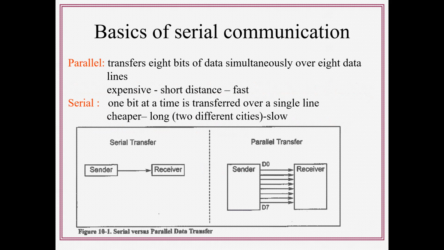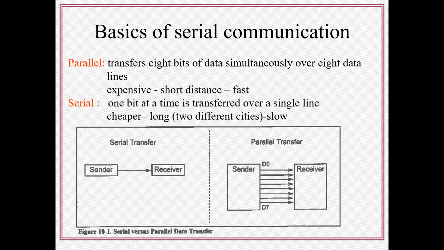First one is the basics of serial communication. Besides serial transmission, there is one more communication called parallel transmission. First, we will cover the difference between parallel communication and serial communication. Parallel communication transfers 8 bits of data simultaneously over 8 data lines. That indicates that to transmit 8 bits of data, there are 8 internal wires.